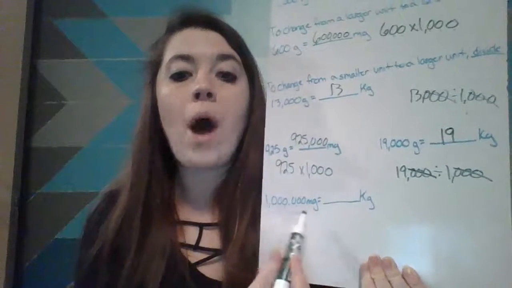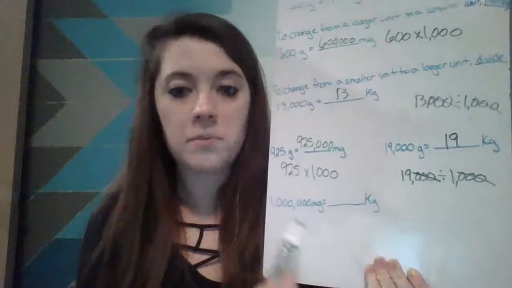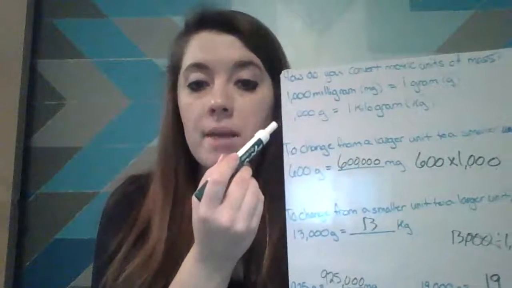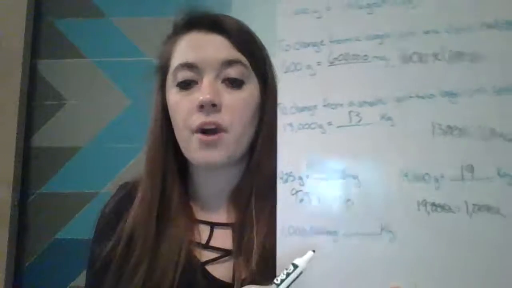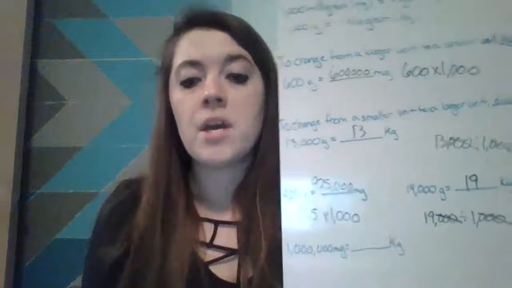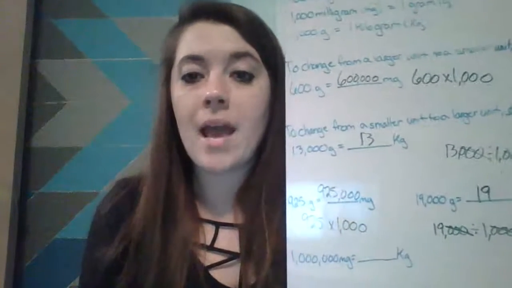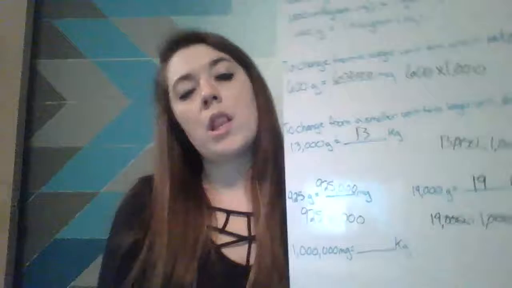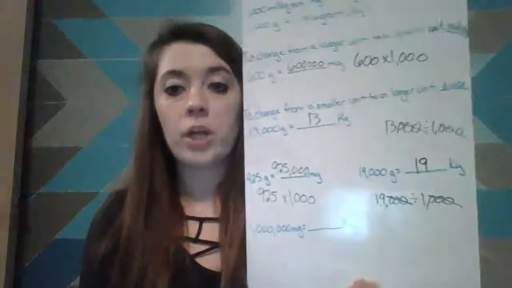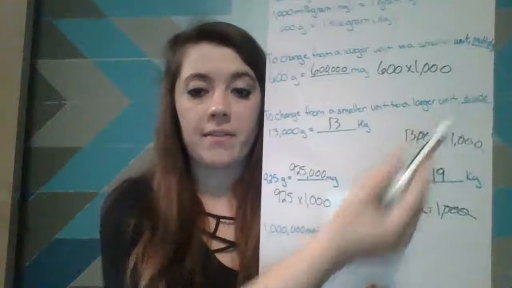We're going from 1 million milligrams to kilograms. Now, we do not have a direct conversion up here to do that. So first we're going to have to go from milligrams to grams, and then from grams to kilograms. So are we going from a smaller unit to a larger, or a larger to a smaller? We're going from a smaller to a larger, so that means we are dividing on this.